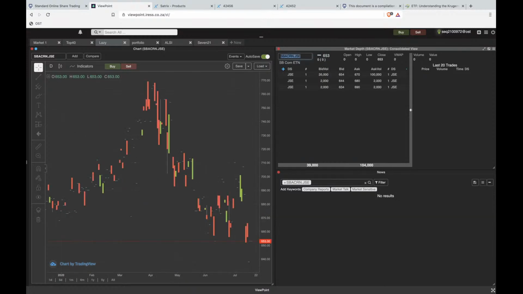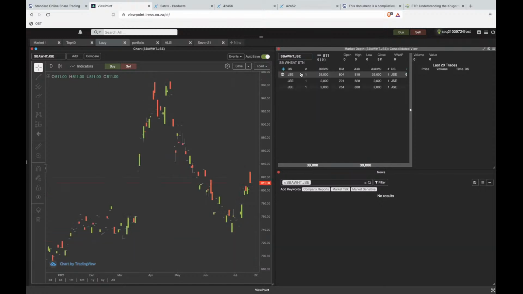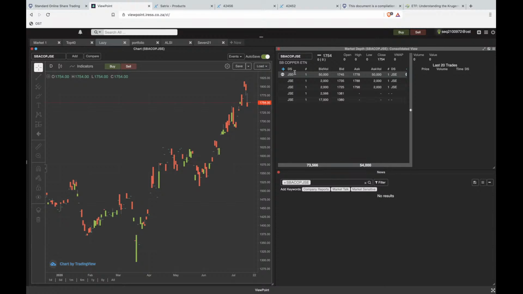So there is corn. You can see Standard Bank there. You can see it moving around. SBA WHT, which will be wheat. I mean, these are fun, but these are not anything that I've ever looked at. Commodities. My issue with commodities, particularly these sort of softs and the like, is that ultimately they are cyclical.